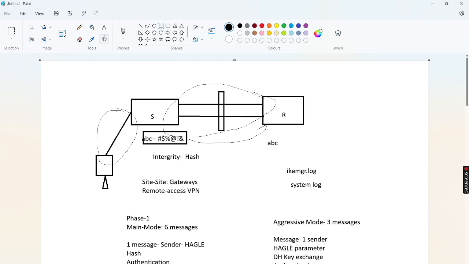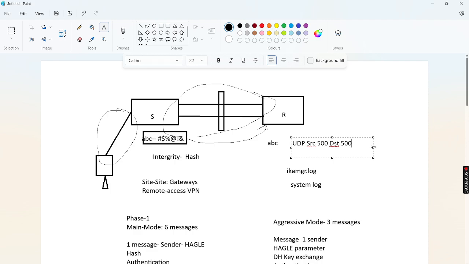And here is one thing I have to tell you: IPsec uses UDP port 500. Make a note of it. IPsec uses UDP with source port 500 and destination port also 500. This is the UDP protocol used by IPsec, and the UDP port is 500. This is also one thing you have to note down.